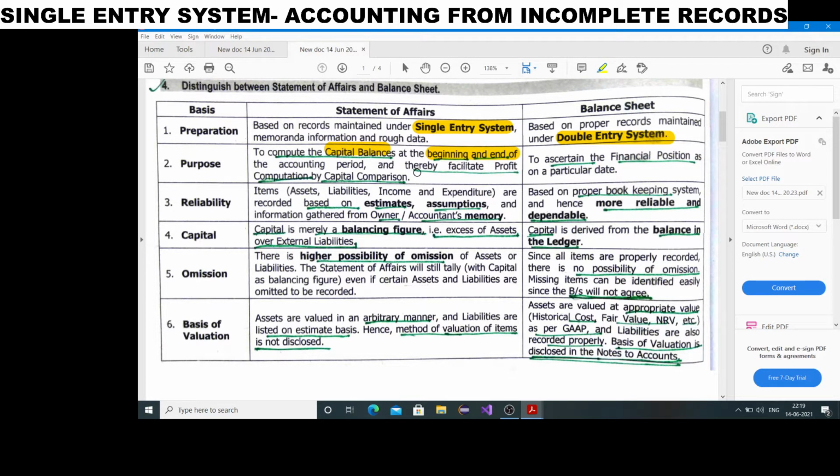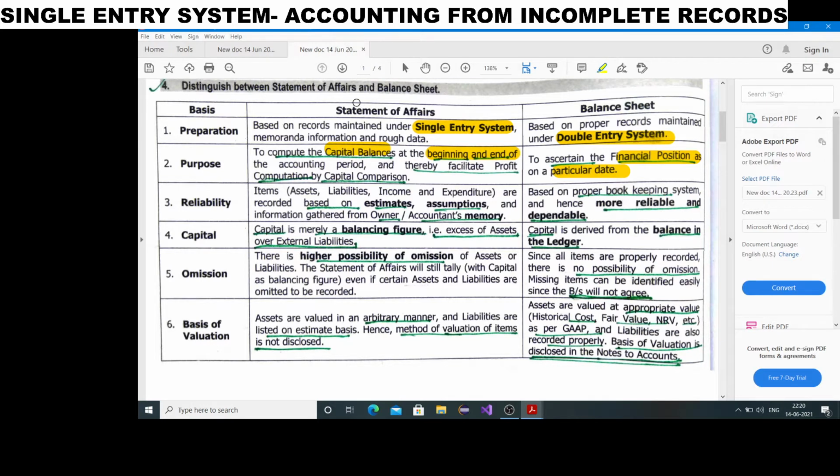I just told you a minute before. And for preparing balance sheet, we always prepare balance sheet to find the true and fair value, the financial position of the business at a particular date. You would have already read at many places that it should depict true and fair position of the business. So balance sheet should depict true and fair position of the business.